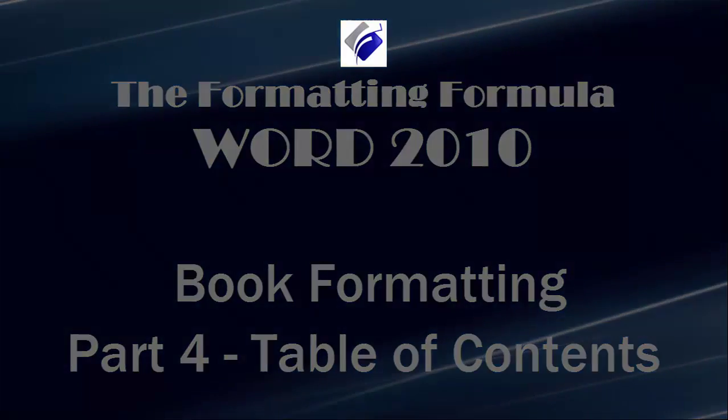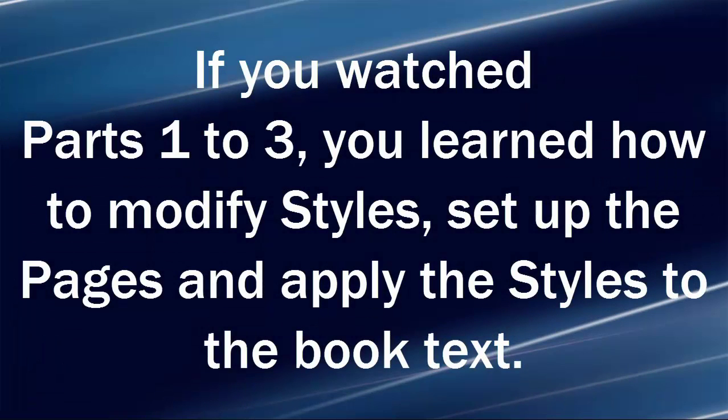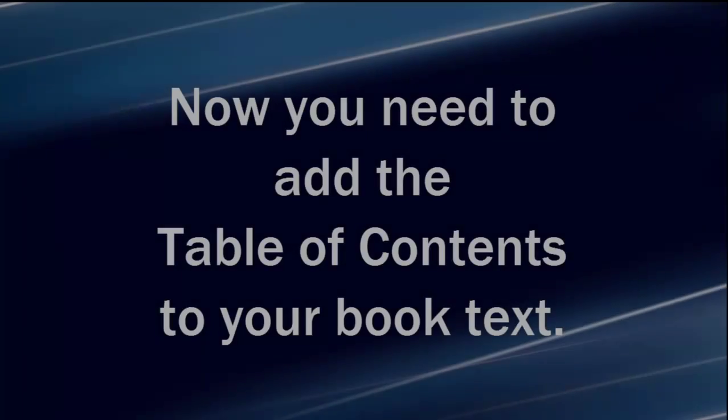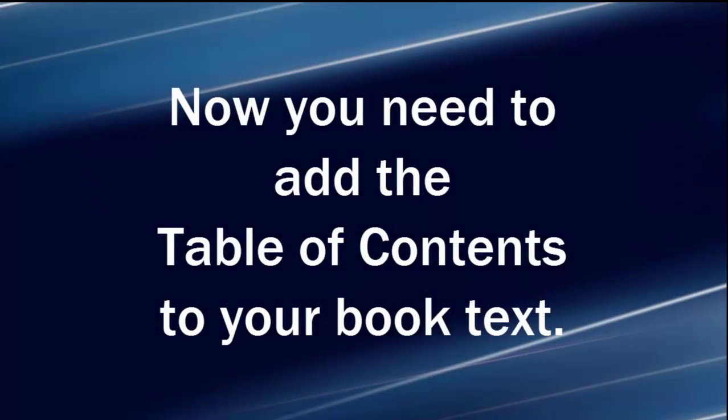Here's the scenario. If you watched parts 1 to 3, you learned how to modify styles, set up the pages, and apply the styles to the book text. Now you need to add the table of contents to your book text.